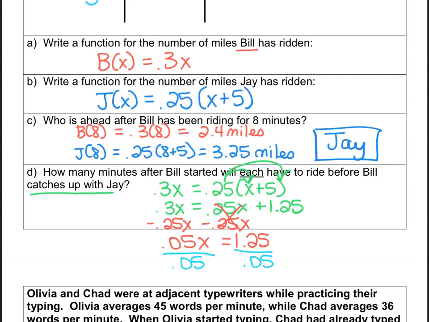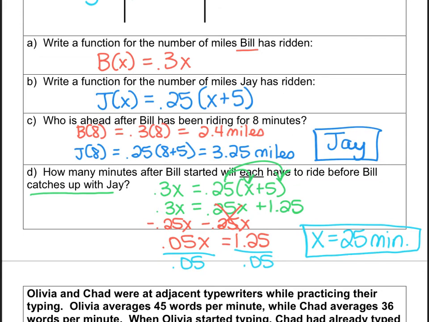So if you were to plug that into the calculator, and again, use your calculator, but we should see all of these steps on your paper. Okay? This is what you should be writing down each time. You can see that they will both be at the same distance in 25 minutes. So if the race was that long, Bill would catch up.